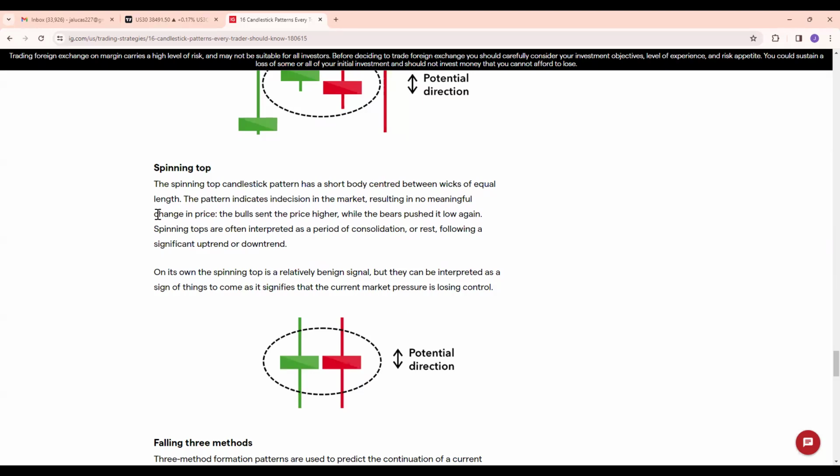See, so spinning tops are often interpreted as a period of consolidation or rest following a significant uptrend. So we'll talk about consolidation a little bit later also. On its own, the spinning top is a relatively benign signal, but they can be interpreted as a sign of things to come, as it signifies that the current market pressure is losing control.